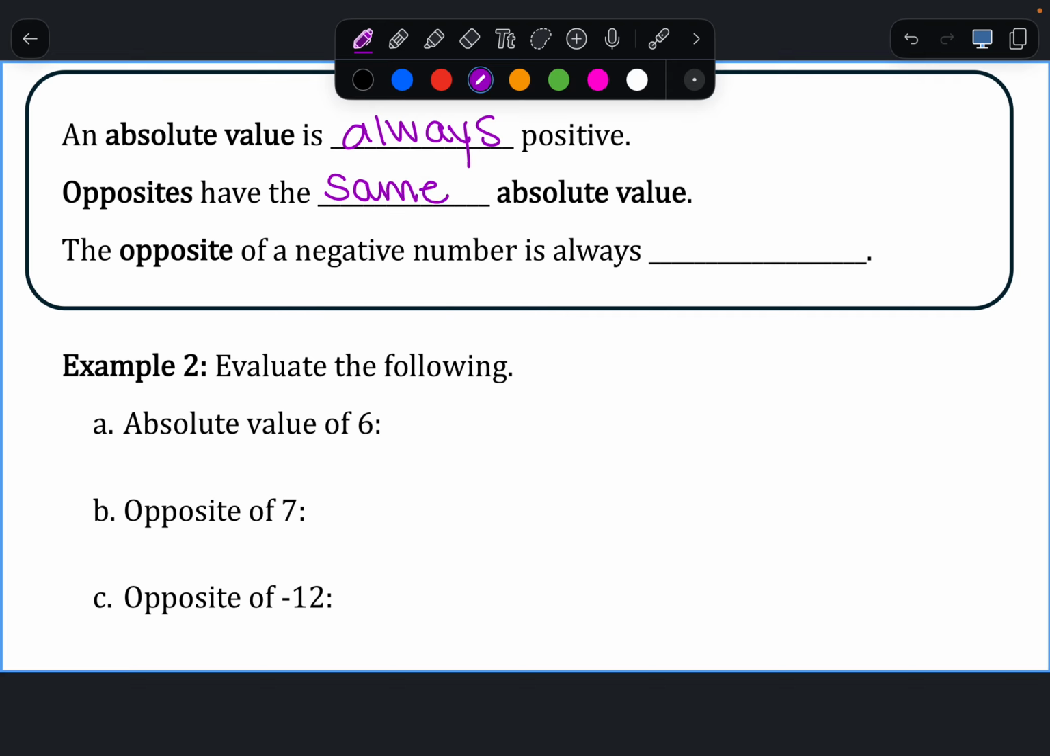Okay. The absolute value of 2 is 2. The absolute value of negative 2 is 2. All right, Mason, I'll let you have this one. The opposite of a negative number is always? Yes.